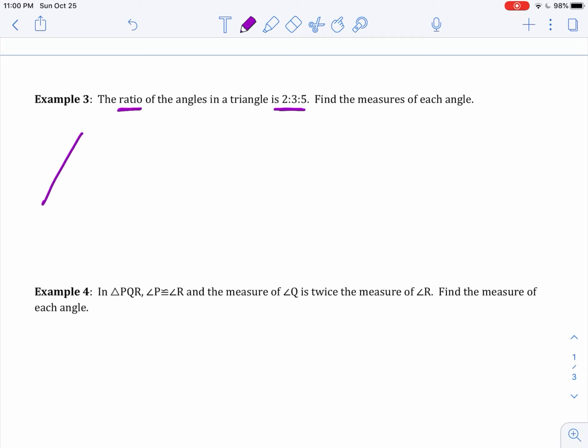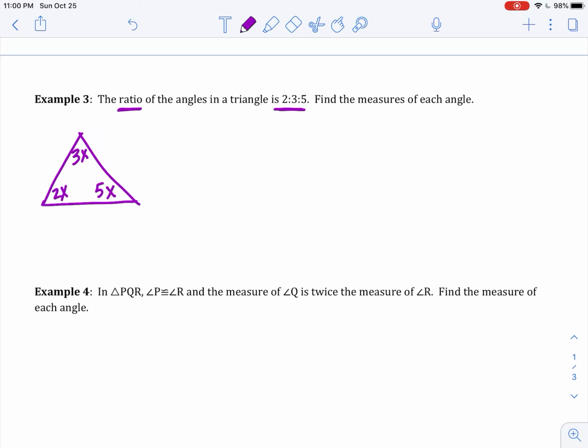So if we draw a picture of a triangle and think about that ratio of 2 to 3 to 5, if you put a 2, a 3, and a 5 in here, that would make zero sense, right? 2 plus 3 plus 5 does not add up to 180 degrees. So anytime you have a ratio like that, it says some multiple of 2, 3, and 5 adds up to 180. So we're going to put x's next to all of those.